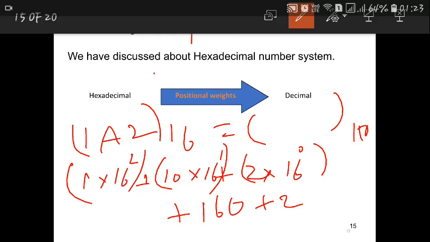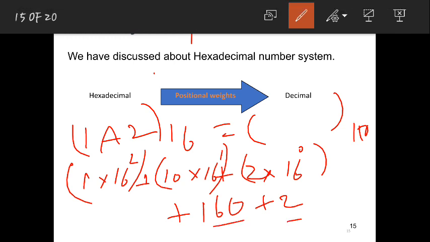So we were at 16 to the power of 0, here we got 2, here we got 160. Next, 16 to the power of 2, that means 16 into 16, we will get 256. So 1 into 256 you got as 256. Now add 256 plus 160 plus 2, so you will get 418. So 418 is your decimal number.